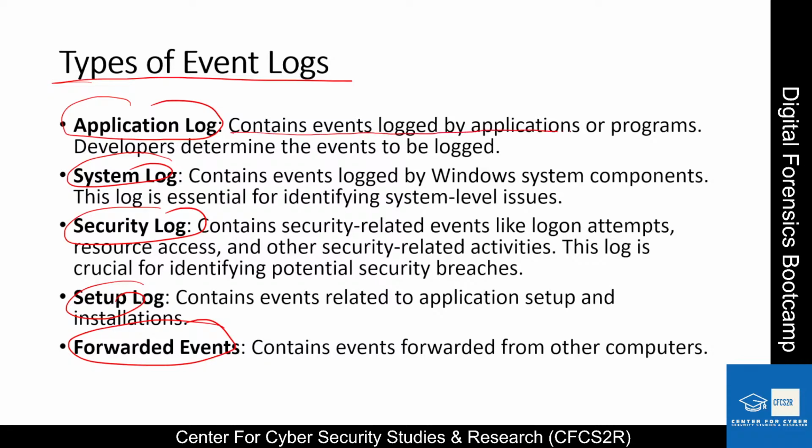Application logs contain events logged by the applications or programs. Developers determine the events to be logged. System logs contain events logged by Windows system components. This log is essential for identifying system level issues. Security logs contain security related events like logon attempts, resource access and others. So every action that is happening in your system will create an event log.